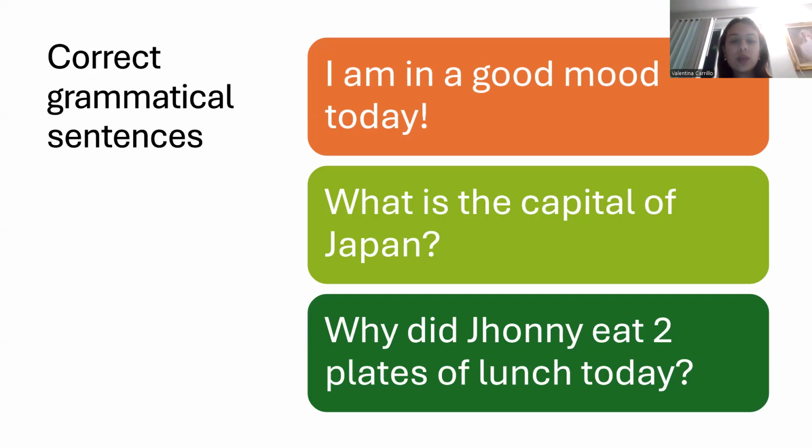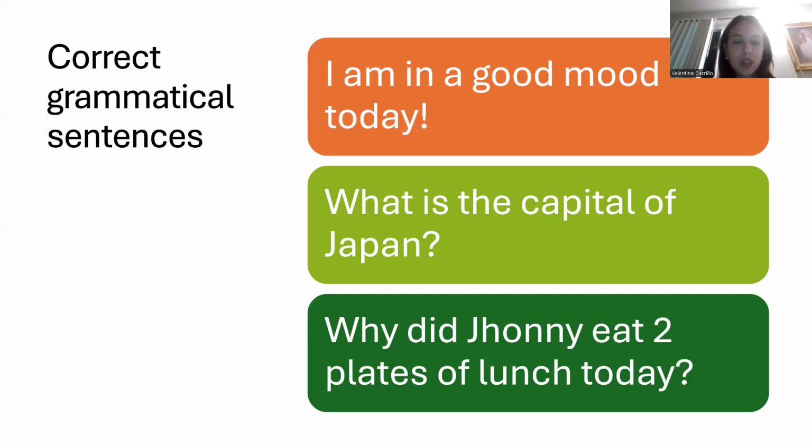Now, why did we use a capital letter in Japan? Well, because Japan is a country, and in countries, we use capital letters to define that it is a country. We also use a capital letter in the word what. Why did we use a capital letter in the word what? Because it is the first word and the first letter that is starting off the sentence.